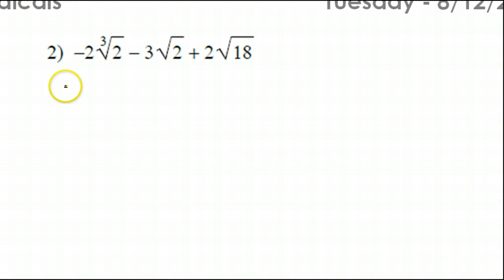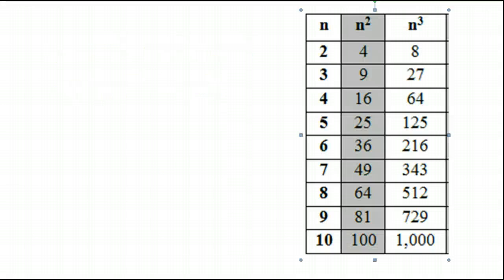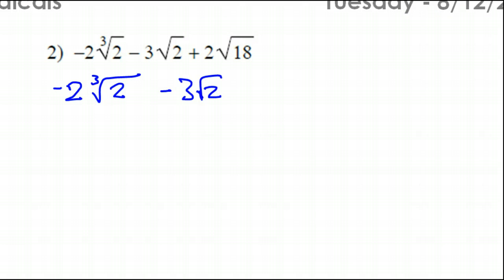Let's take a look at number 2. These first 2 terms are already simplified as far as they can be, so I'm just going to copy them down unchanged. Now, when I look at this last one, 18, notice this is a square root, not a cube root. So I'm thinking of perfect squares, this gray column here: 4, 9, 16, 25. Which one of these numbers divides evenly into 18? Obviously 9 is a perfect square that divides into 18.